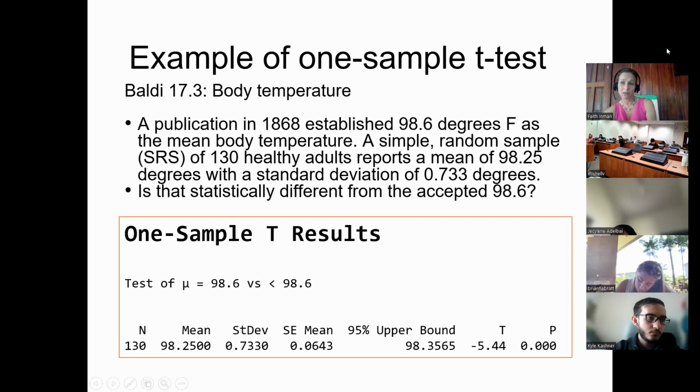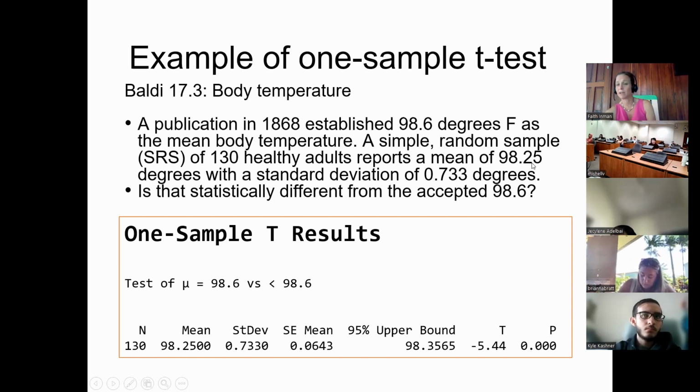So what you can do is a one sample t-test, and here's what the results might look like. A test of mu, which is your population mean, equal to 98.6. In this case, it should be the population mean we're testing against, 98.6. N is 130. How many healthy adults did we measure? Up here it says 130 observations. Our mean, 98.25.